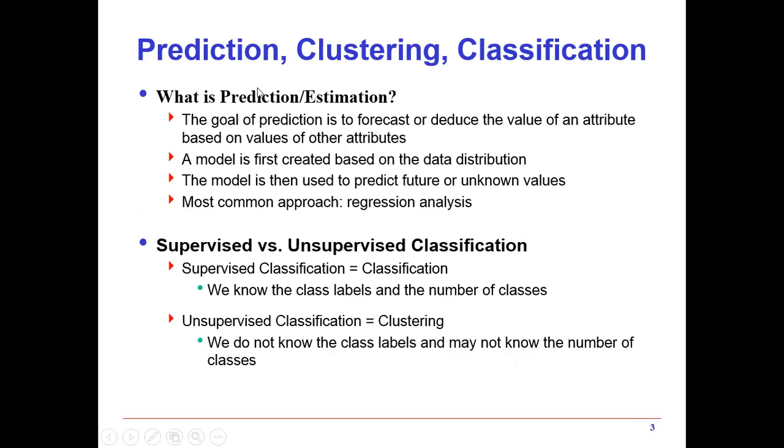So there is a difference between clustering and classification. Initially, what is prediction and estimation? Prediction and estimation are basically used to predict the value based upon the historical data or attribute. You have some known data with you, the training data, and will predict the value for the future or unknown values. The most common approach used for prediction is regression analysis, because in regression analysis, we are predicting the value based upon the past data. So it's a kind of prediction.